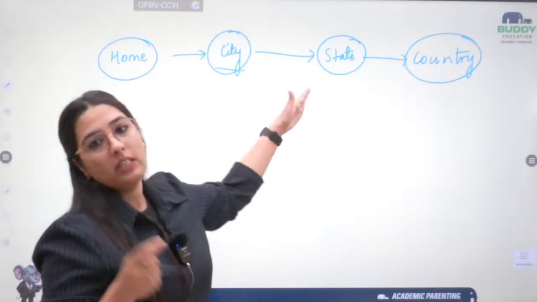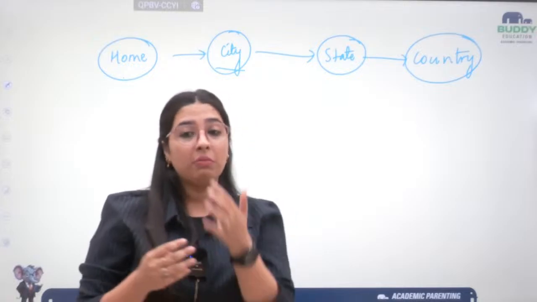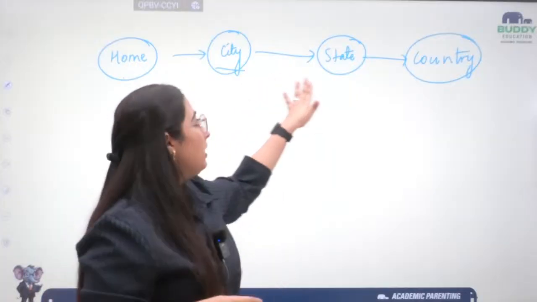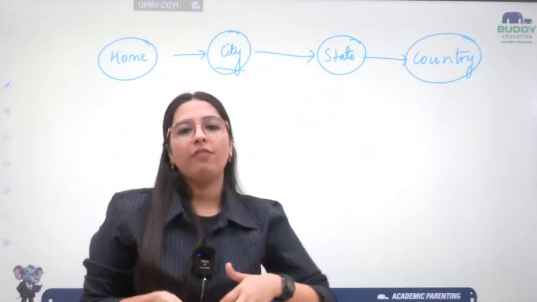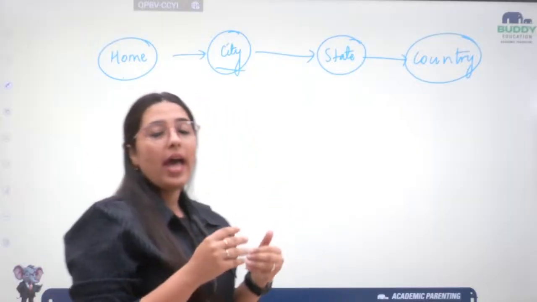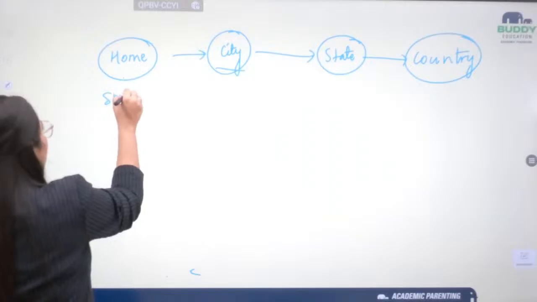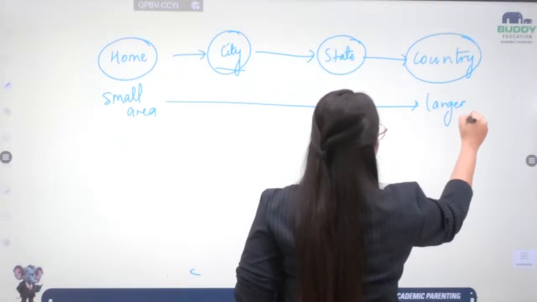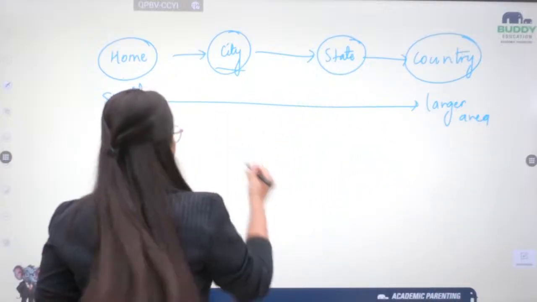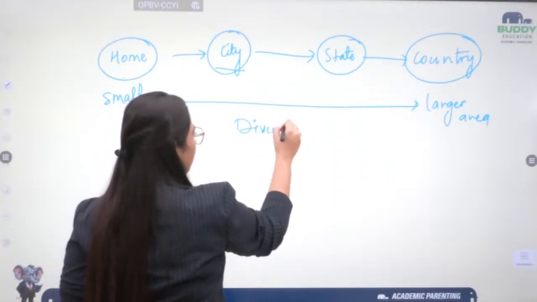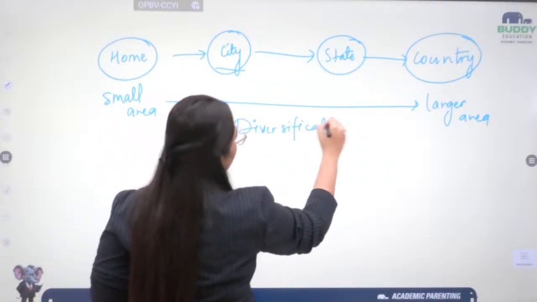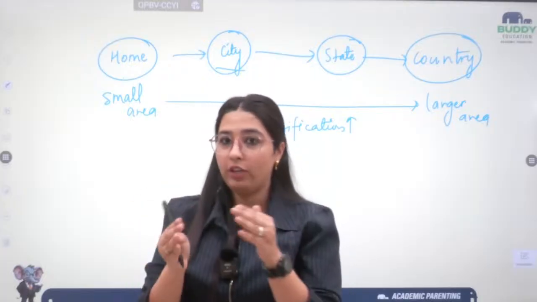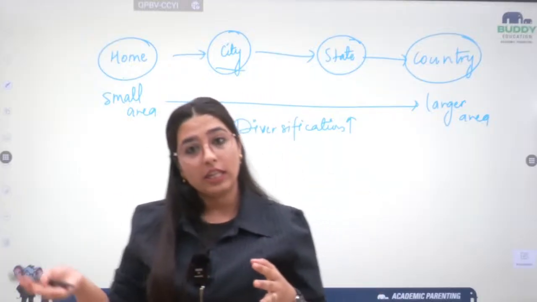Then if I move to a state, it has its specific animals, like we have studied different states having different animals. That's where the state comes. Then state, country. So a country will have more diversity than a home. So as I move from a small area to a larger area, what is increasing? The diversification is increasing. So with respect to area, diversification is also increasing. If I talk about a small area, less diversity. If I talk about a large area, there is more diversity.